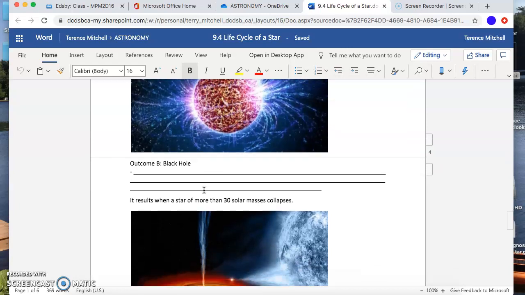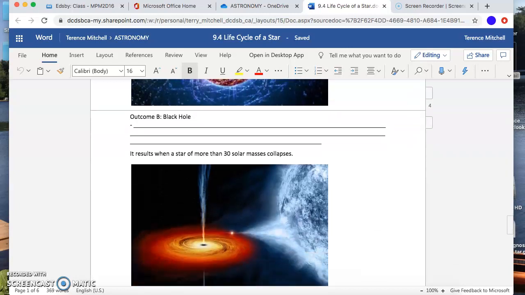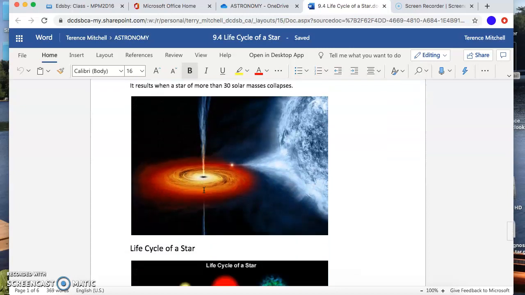And these result when a star of more than 30 solar masses collapses. So you can see here a black hole. Once again, it's not a hole. You're not going to fall into it. Light cannot escape it. And because light cannot escape it, we cannot see what's there.